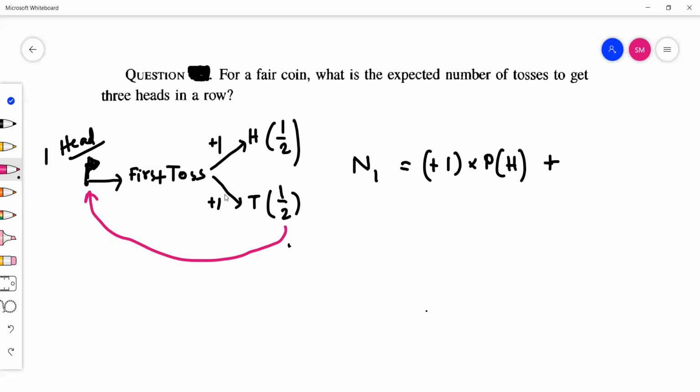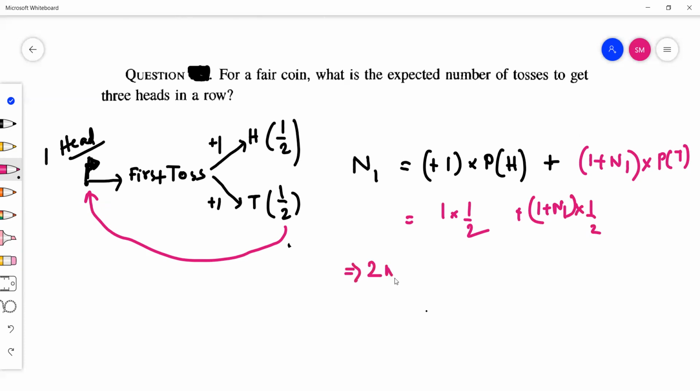You have gained 1 step, you have gained 1 toss, but you go back to the initial position and start over again, which is exactly N1, right? So it's like 1 plus N1. So the total process takes N1 steps, you're starting over again. But it happens with a certain probability, that is the probability of tails, that is half. So let's see what happens. It's 1 into half plus (1 plus N1) into half. Lovely. Let's calculate it. So you get twice N1 is equal to N1 plus 2. So you get the number of tosses is equal to 2. Exactly the same answer that we got for the geometric distribution, right? 1 by P.